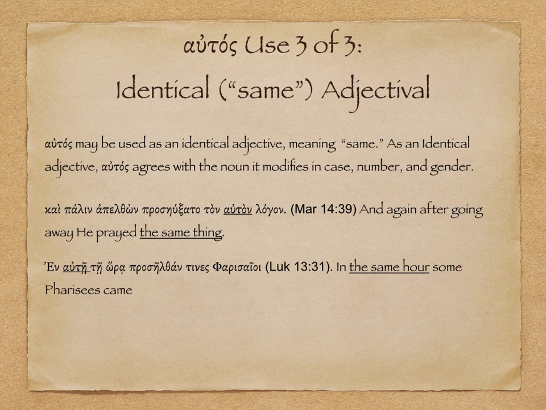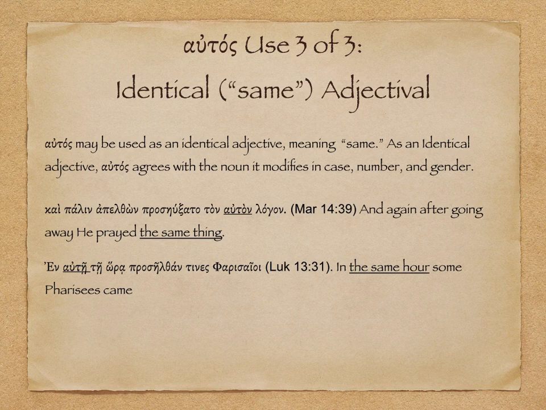The third use, an identical adjective, and it includes, when translated, the word same. Maybe use an identical adjective meaning same. As an identical adjective, autos agrees with the noun it modifies in case, number, and gender. A couple of examples. Kai palin apelthōn prosēuxato ton auton logon. And again, after going away, he prayed the same thing.